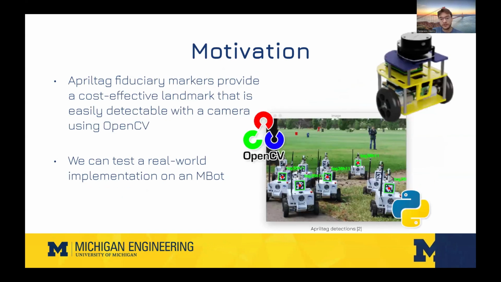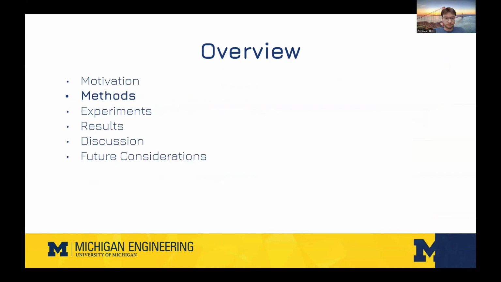Another thing that we noticed is that with landmark localization, an easy and cheap way to achieve this is with AprilTags, which are a fiducial marker system invented at the University of Michigan, which provide a cost-effective landmark, easily detectable with the camera and Python and OpenCV. And all of this can be tested on a real-world implementation of a cheap robot called an MBot that we have here at the University of Michigan.